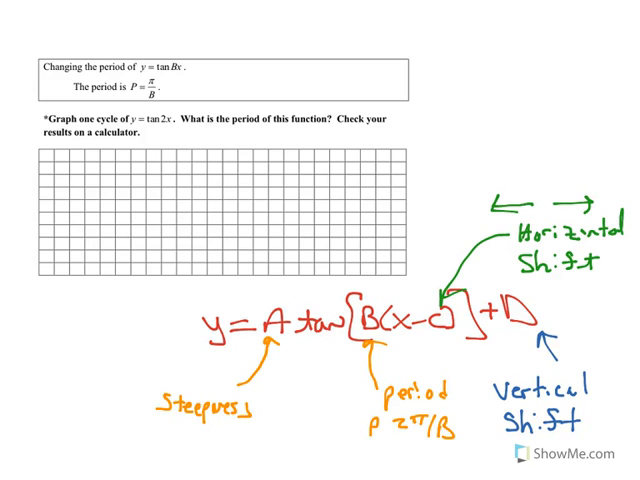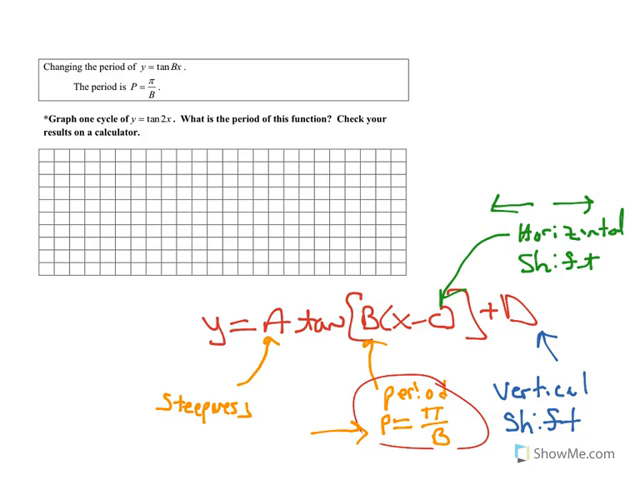So really what you have to watch out for is your period change, and it's going to be pi divided by b. And that's a little messy. So there it is, a little bit cleaner. So pi divided by b is going to be how you find your period. So let's go ahead and do a graph.